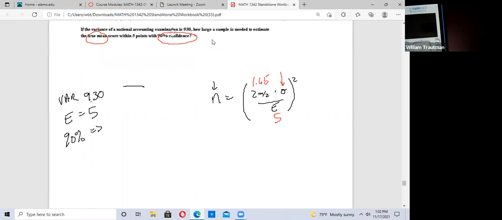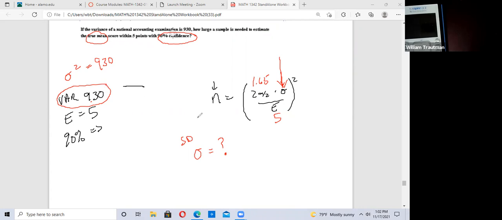So can somebody tell me what number I put in for right here? That's the only thing I'm missing. Anybody know how to find that? What does this represent? What's variance? What does variance mean? Remember, population variance is this symbol squared. This is standard deviation, but variance is standard deviation squared.